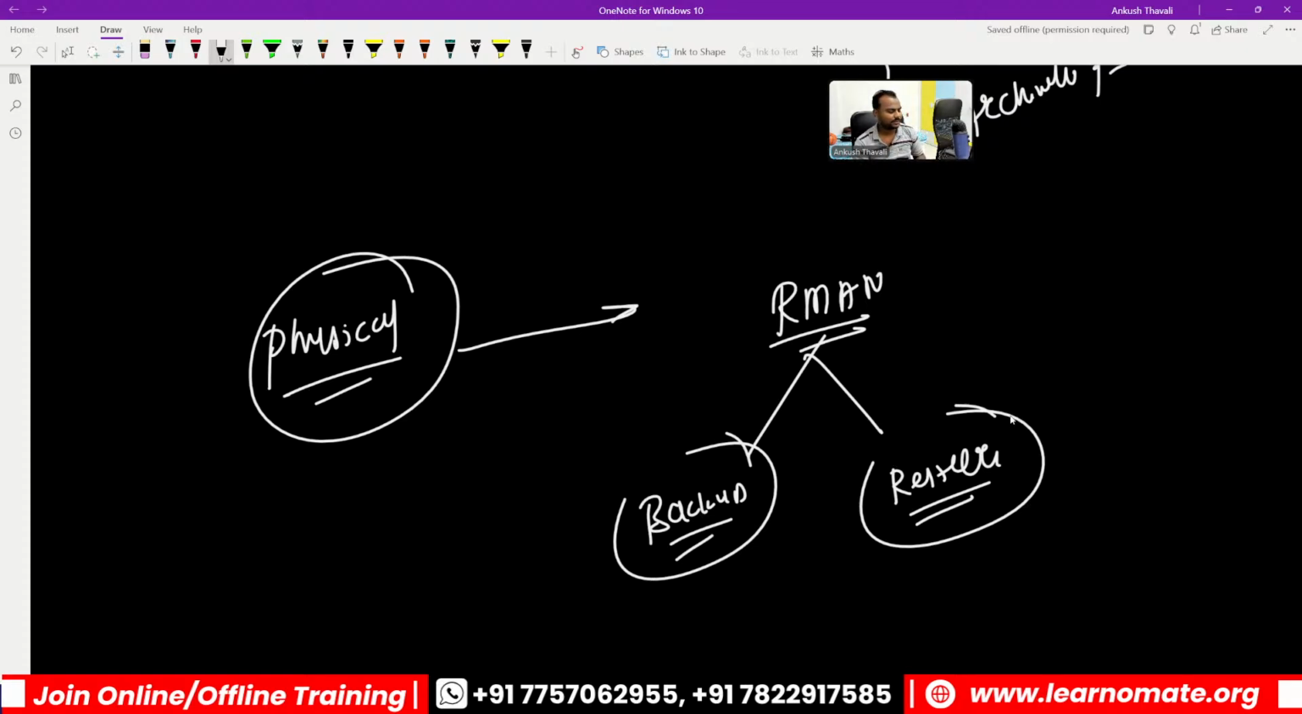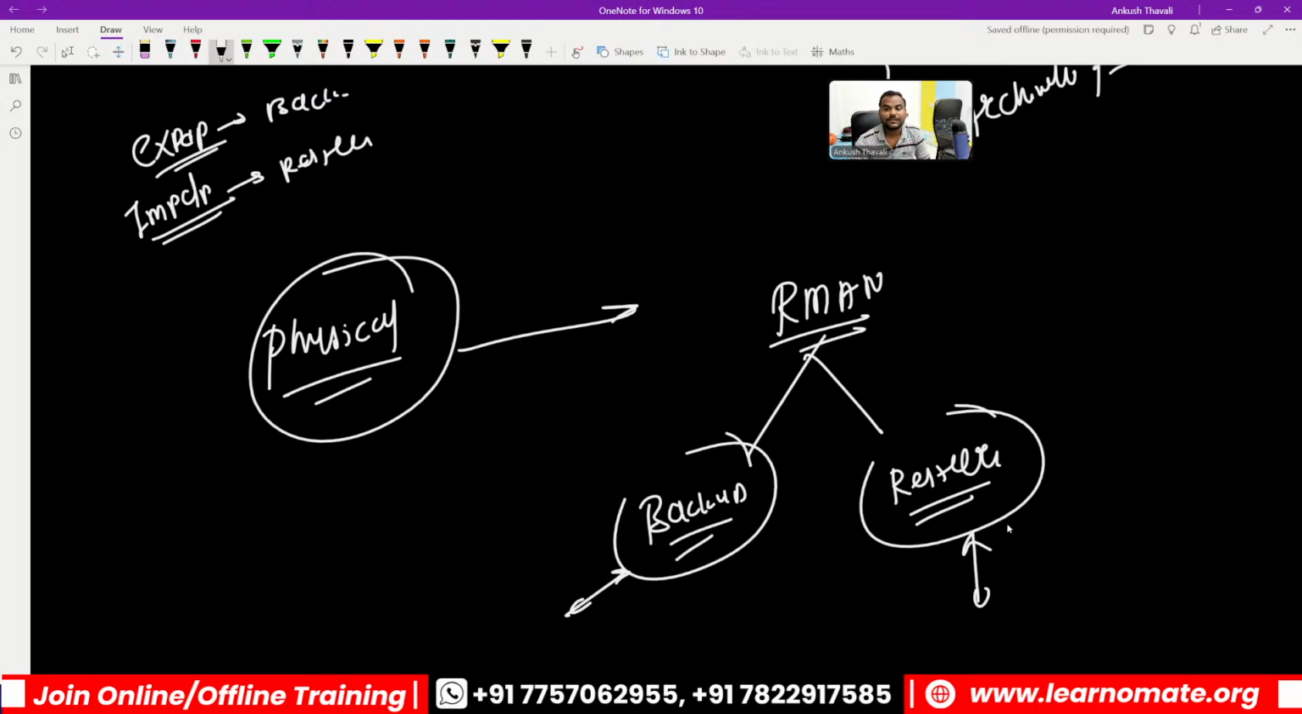It's not like EXPDP and IMPDP. If you compare it with EXPDP, EXPDP was the utility for backup, and if I wanted to restore that backup, we were using a utility called IMPDP. So we had separate utilities, EXPDP and IMPDP. Here we have a single utility through which you can take the backup, and the same backup you can restore by using the RMAN utility also.